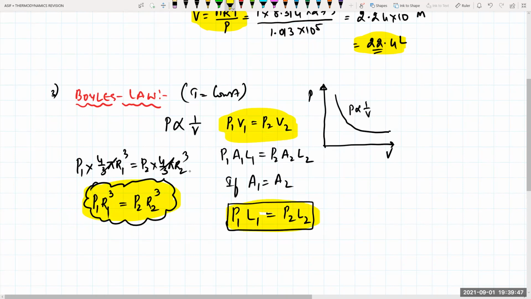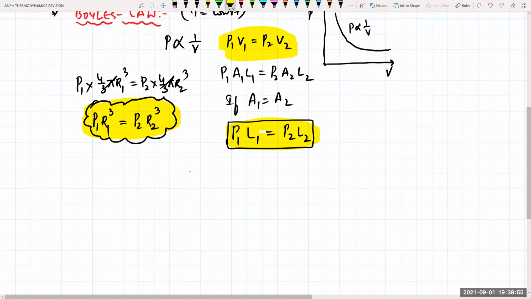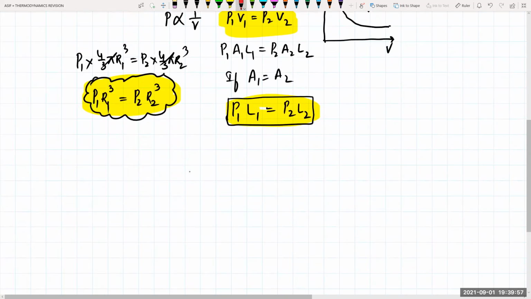Is that clear? Boyle's law says that the pressure of a fixed amount of gas varies inversely proportional to the volume. That means the temperature is maintained constant. The next point is the next law, Charles law.